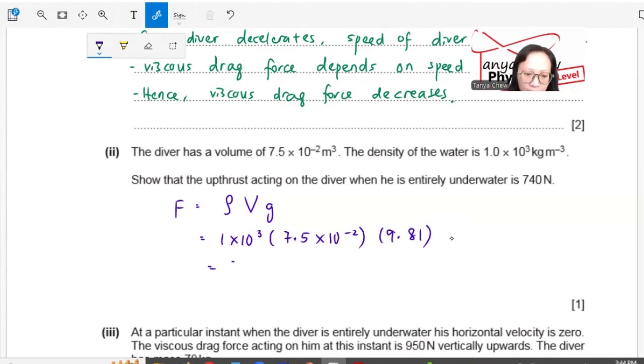So my answer, 735. It doesn't matter how many significant figures you put here because this is not your final answer. And you round it off to 740. That's the final answer. That is how you're supposed to show.